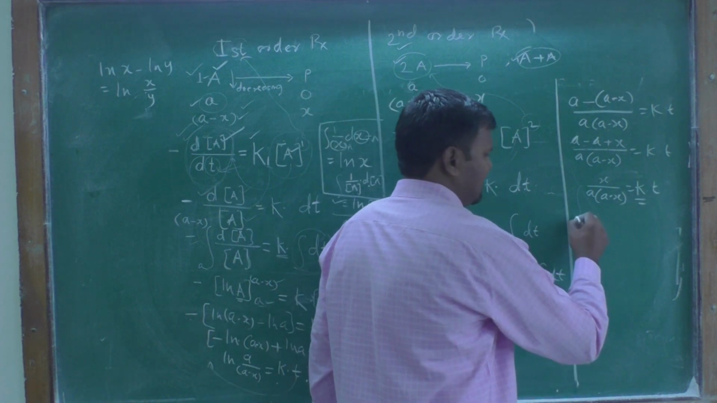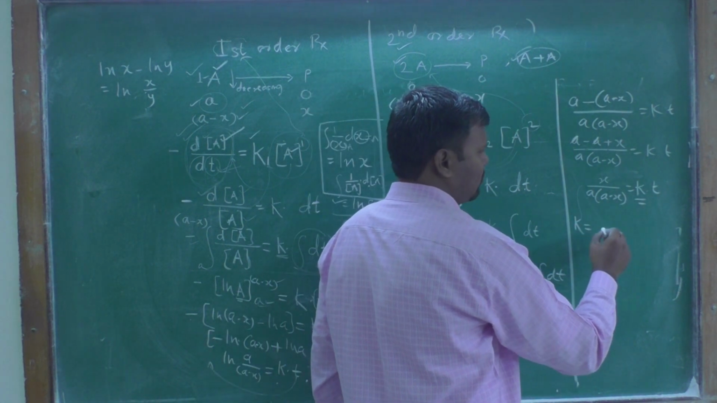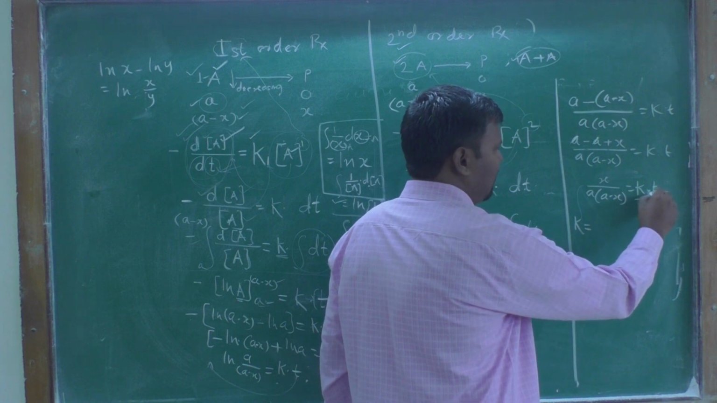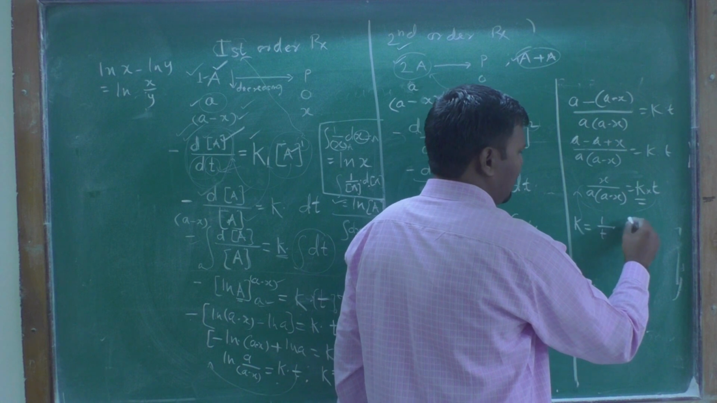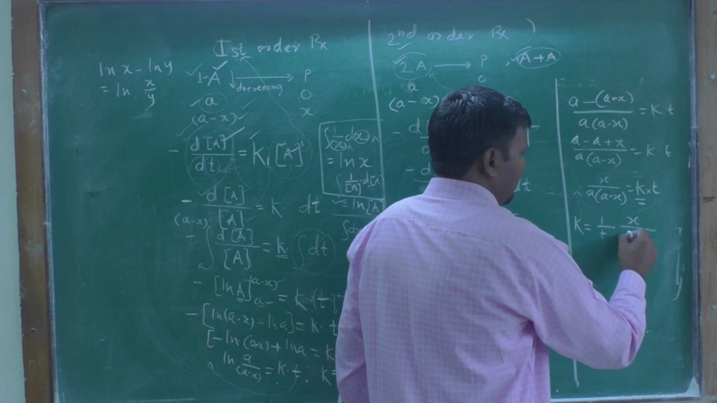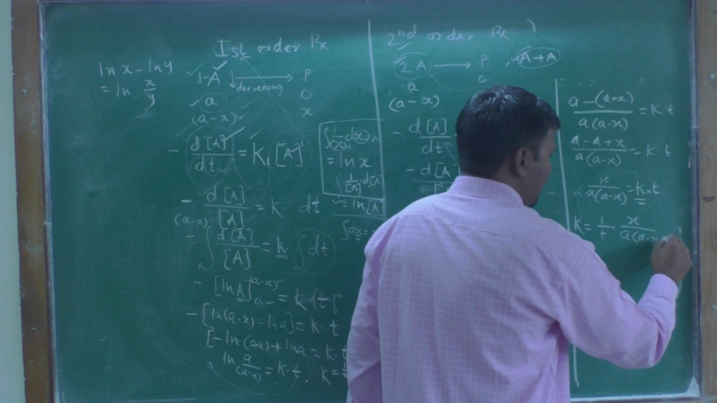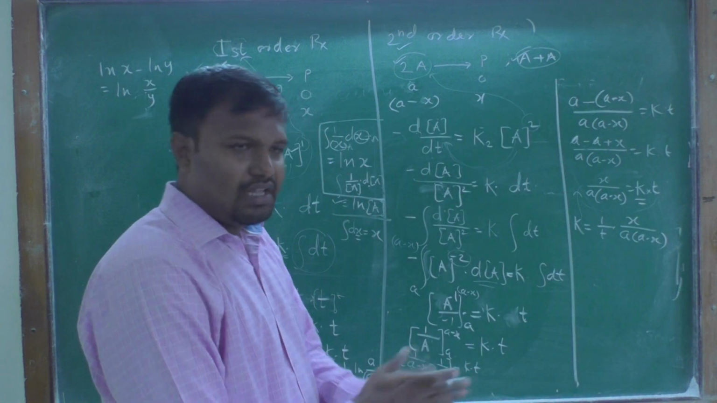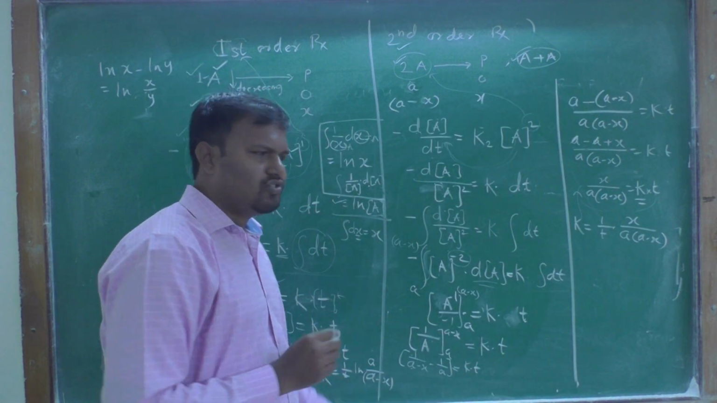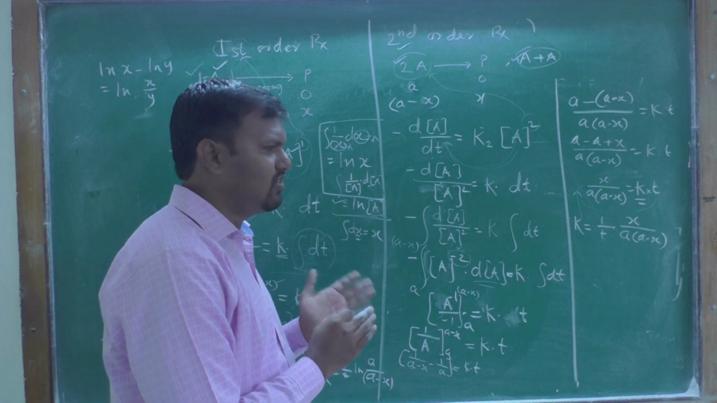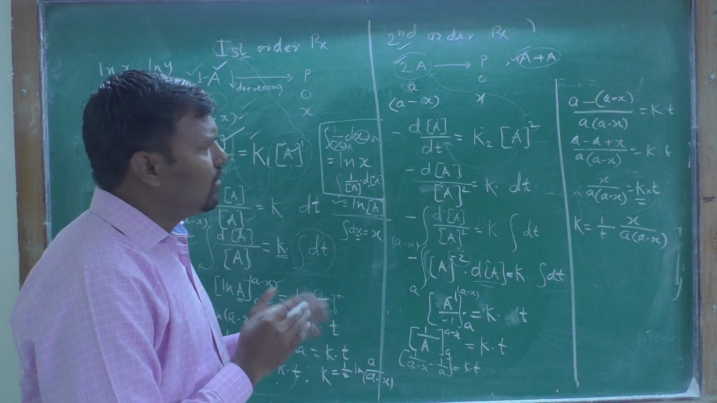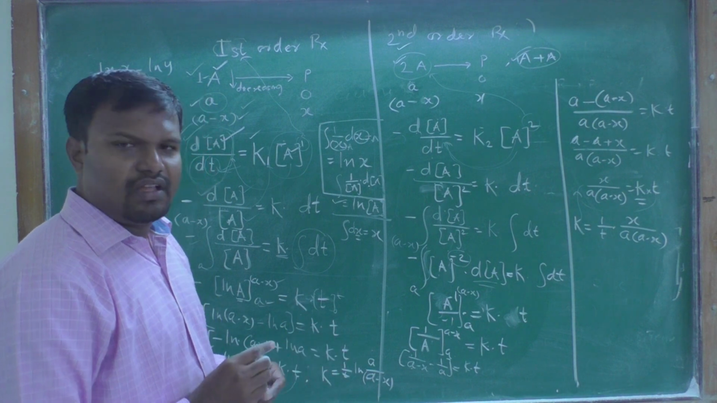Therefore k at that side, k, the rate constant, is equal to 1 upon t into x upon a minus x. This is for the second order reaction. This equation is for the second order reaction, a very simple reaction: 2A gives the product, like that.